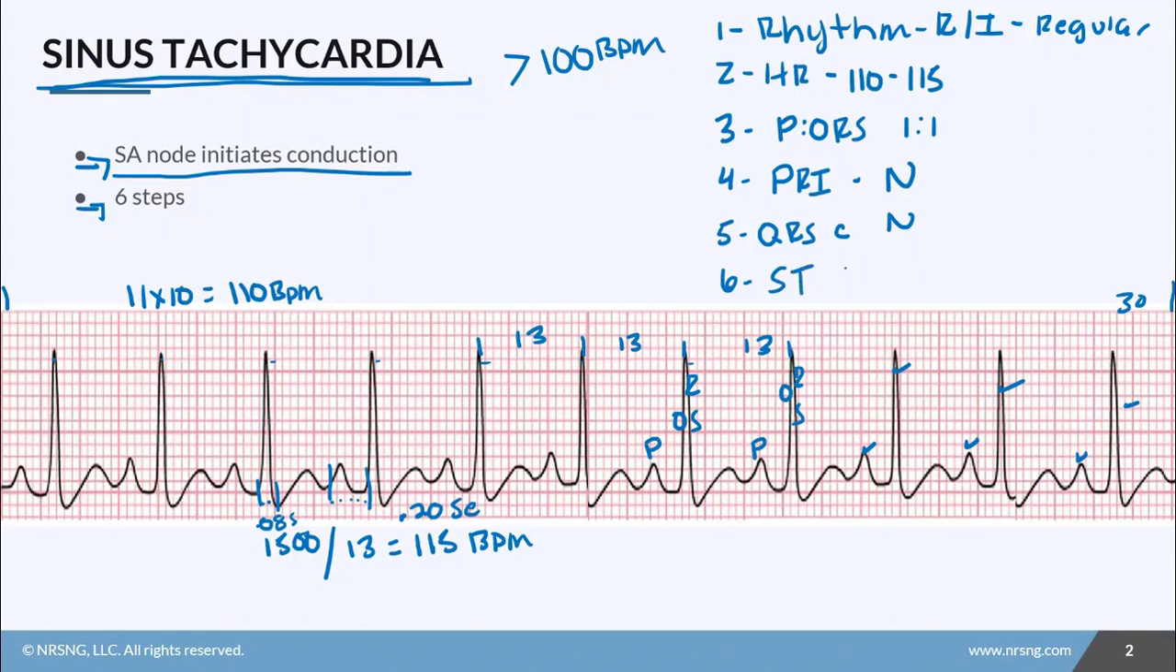So let's recap these characteristics. Our rhythm is a regular rhythm. Our heart rate is 110 to 115 beats per minute. Our P to QRS ratio is 1:1. Our PR interval is normal. Our QRS complex is normal. So our rhythm is sinus tachycardia. But because it is an abnormal rhythm, we have to find out what is going on with our patients that is causing them to be tachycardic.